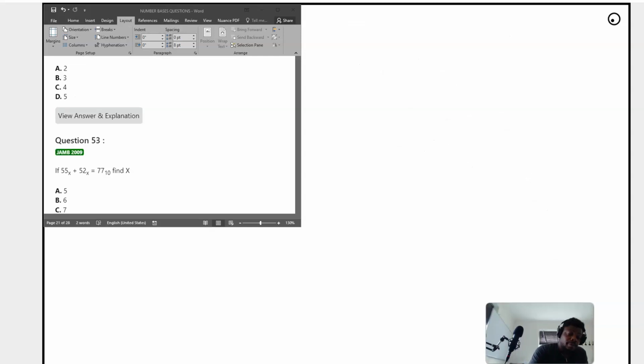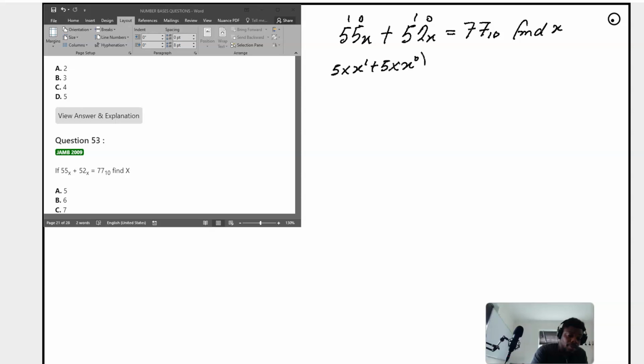Next question. If 55 base x plus 52 base x is equal to 77 base 10, we are looking for x. So let's convert to base 10. This is 5 times x raised by 1 plus 5 times x raised by 0, plus, for this one, 5 times x raised by 1 plus 2 times x raised by 0, is equal to 77 in base 10.